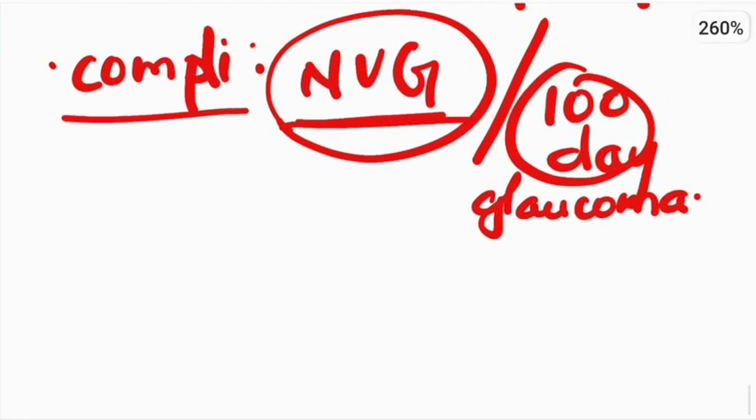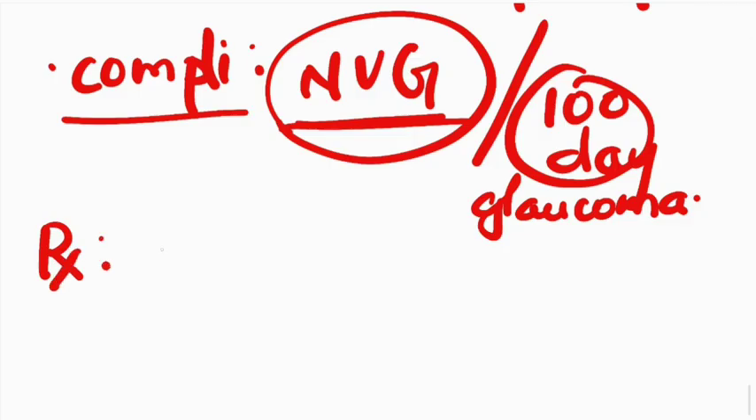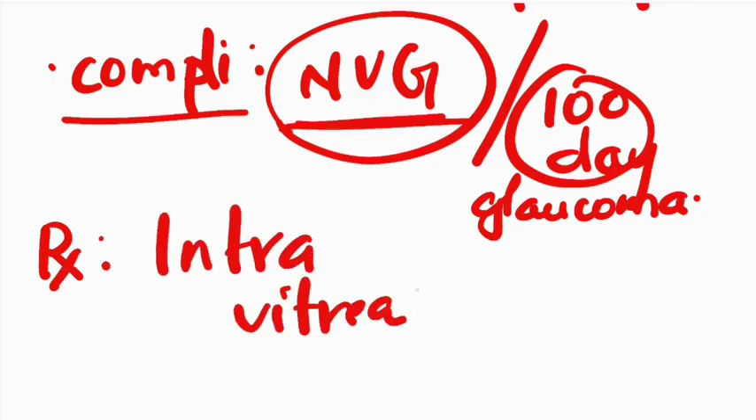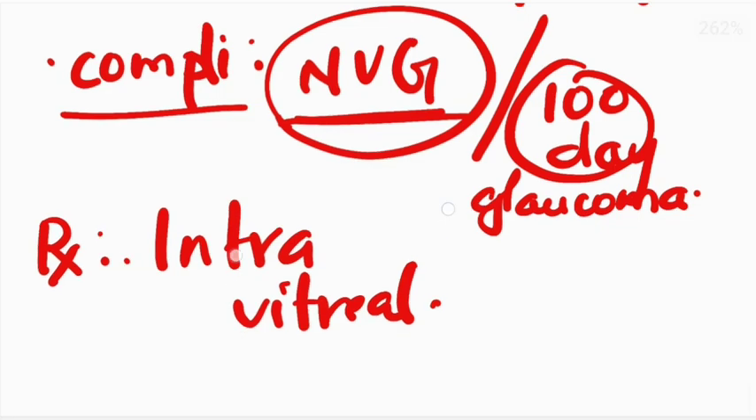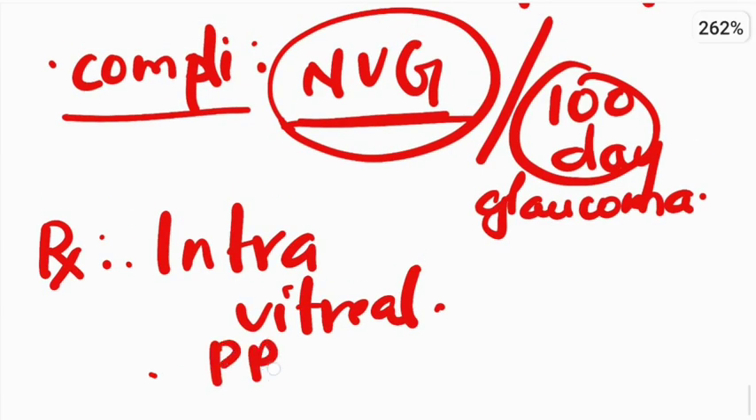Now, what is the treatment in CRVO? You're going to give intravitreal anti-VEGF injections, for example ranibizumab. After that, you can try pan-retinal photocoagulation for treating neovascularization.